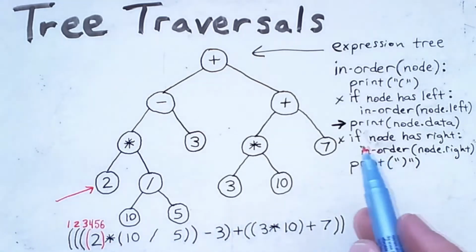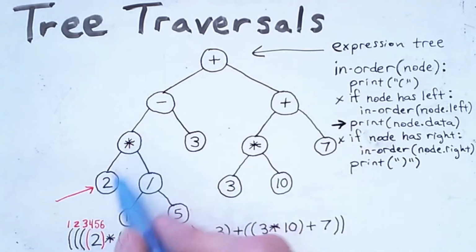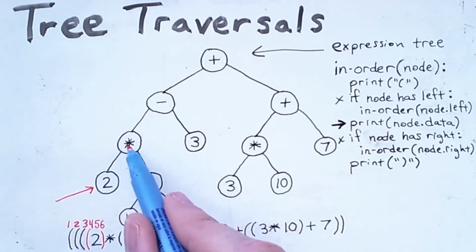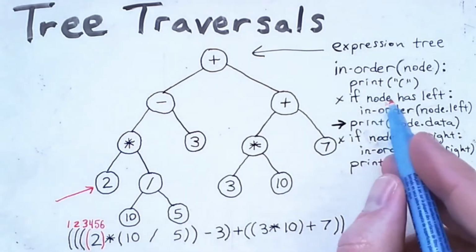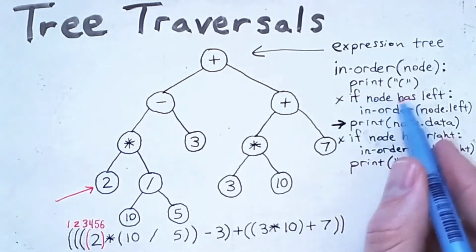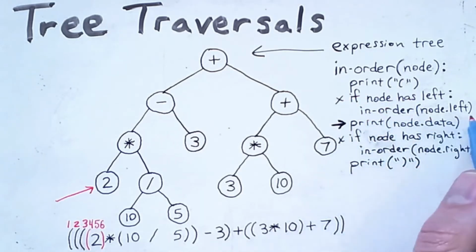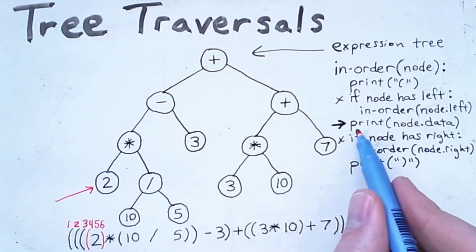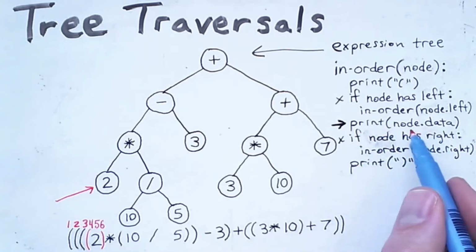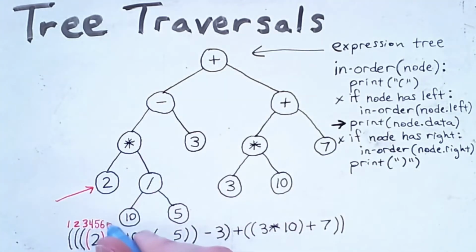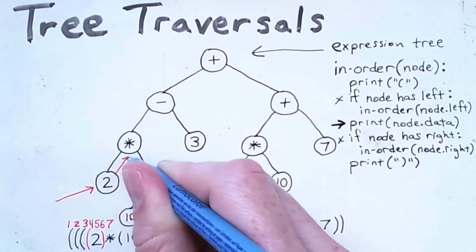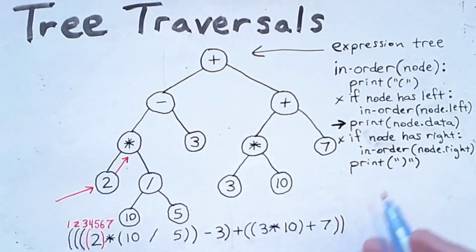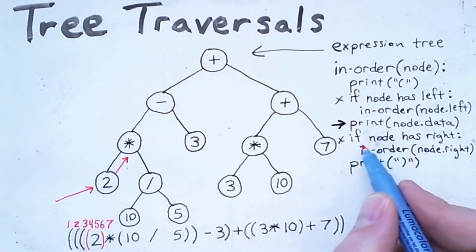Well, this node was to the left of the multiplication. So when that procedure call finishes, we jump back to this spot in the code. We just returned from this call Inorder node.left. And so the next thing to do is to print the data in the current node, but the current node will now be this multiplication. So that gets printed out next, and we've basically gone from this node to this node. And from this point, we go to the right.